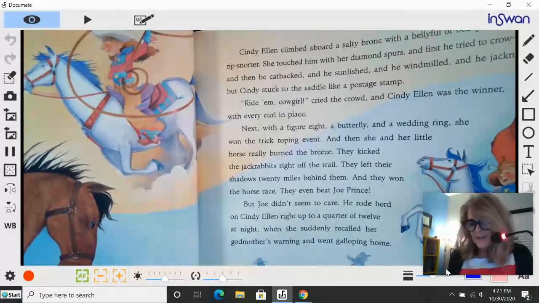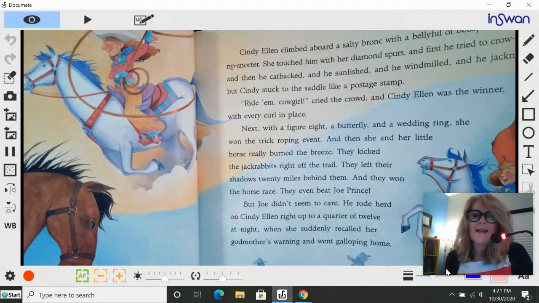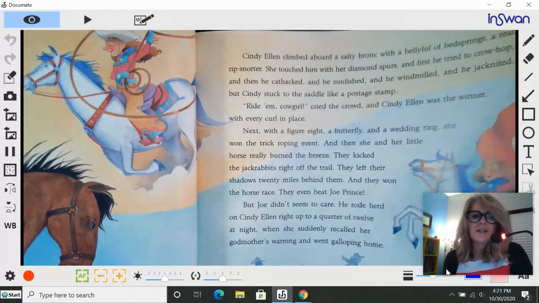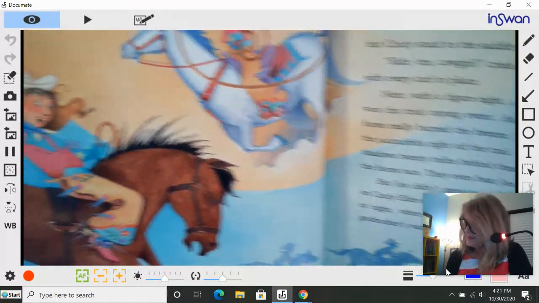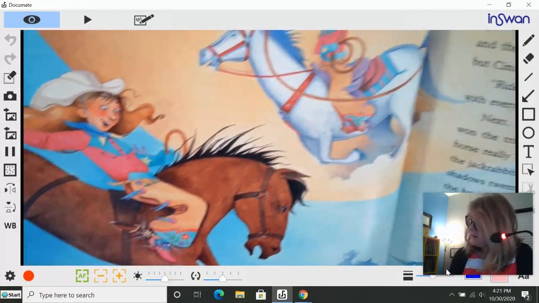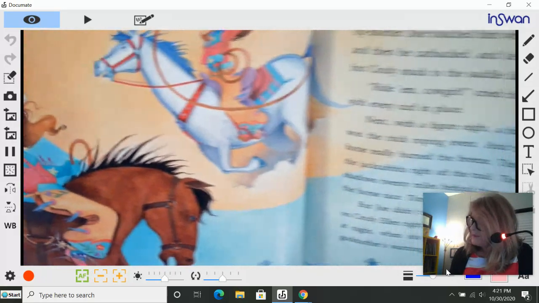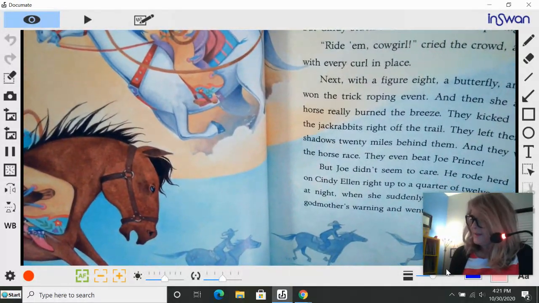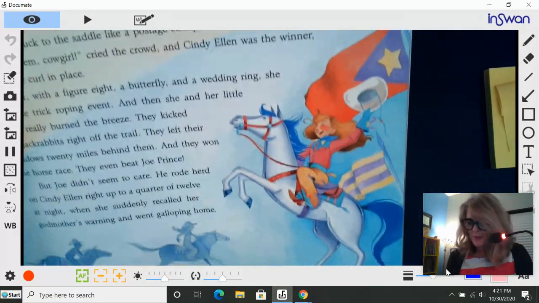Next, with the figure 8, a butterfly, and a wedding ring, she won the trick roping event. And then she and her horse really burned the breeze. They kicked the jackrabbits right off the trail. Then they left their shadows 20 miles behind them, and they won the horse race. They even beat Joe Prince.